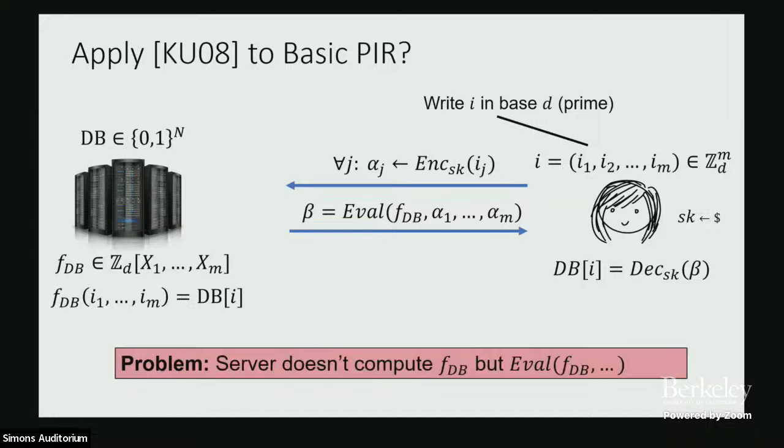Well, not really. The problem is that the server computation is not evaluating the polynomial of DB. It's homomorphically evaluating the polynomial of DB over encrypted data. And if you look at modern homomorphic encryption schemes, the evaluation does a lot of complicated things. It's not just polynomial evaluation.